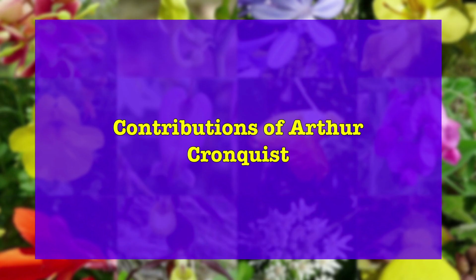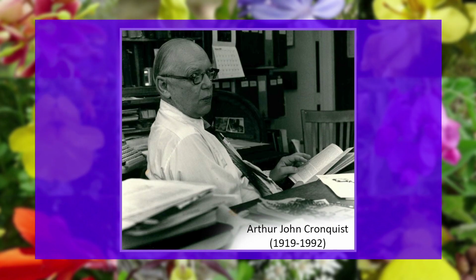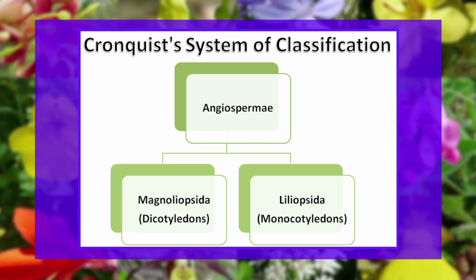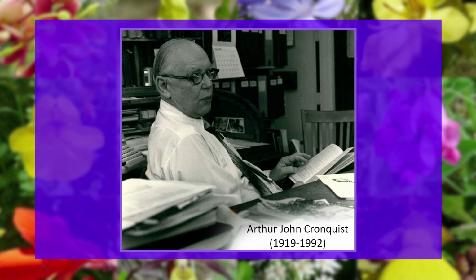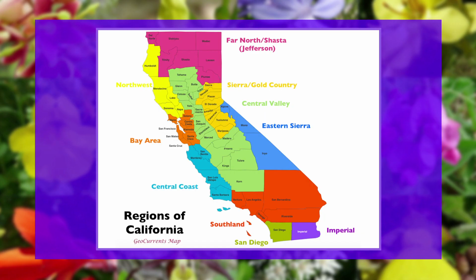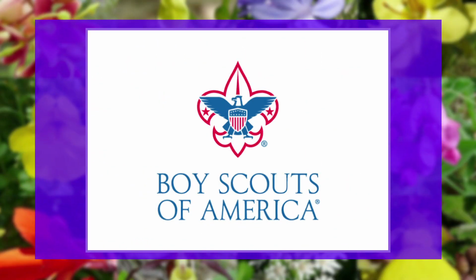After this, let's deliberate on our fourth objective, that is to discuss the contribution of Arthur Cronquist. Arthur John Cronquist was an American botanist. He is considered one of the most influential botanists of the 20th century, largely due to his formulation of the Cronquist system of classification. Arthur Cronquist was born on March 19, 1919 in California, but he grew up outside of Portland, Oregon, as well as in Pocatello, Idaho. As a young boy, he was an avid member of the Boy Scouts of America. Through this, he gained an appreciation for nature.